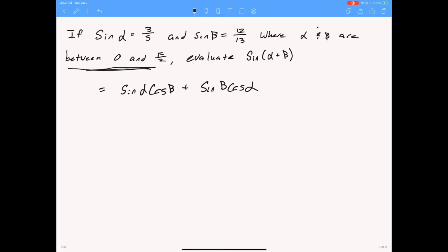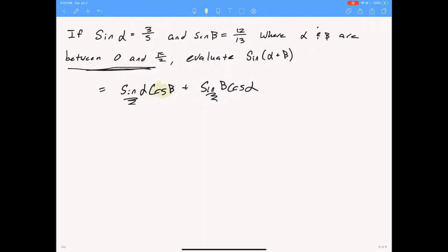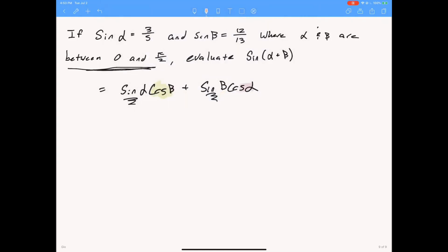Now we already have sine alpha and sine beta, but we need to find cosine beta and cosine alpha. So we'll find cosine beta first. We already know that sine beta is equal to 12 over 13. So we just have to create a right triangle that mimics that proportion here. So we'll say this angle here is beta.